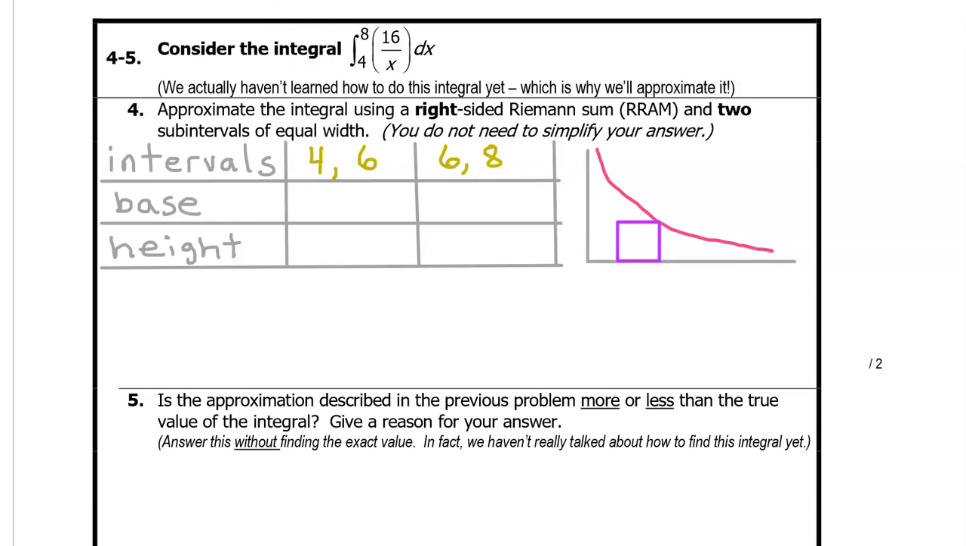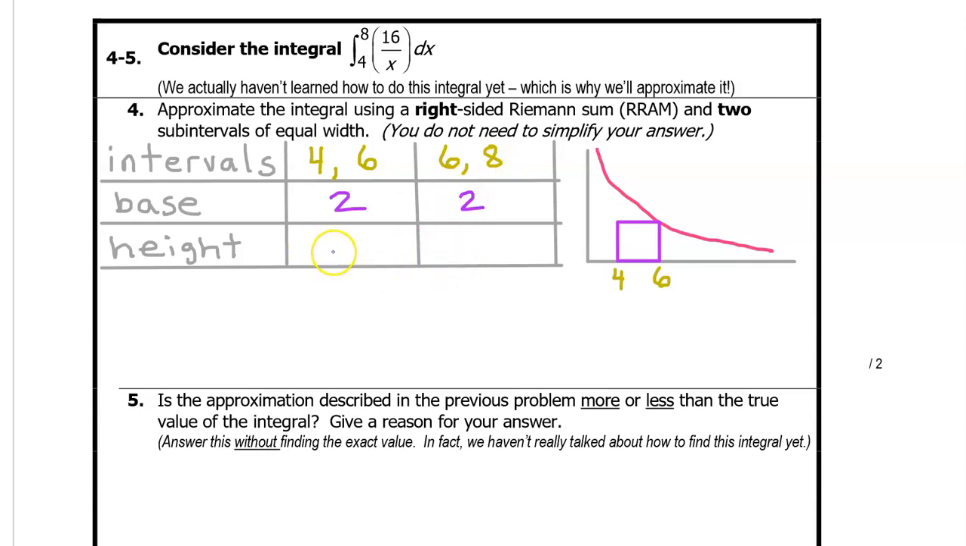So let's imagine that this rectangle is going to represent the area under the curve on the interval from 4 to 6. So that means that this would be 4 and this would be 6. For the area of this rectangle, we will need the base and the height. The base of this rectangle is just the width of the interval. So, of course, from 4 to 6, that is a width of 2. Similarly, from 6 to 8, we would have a width of 2.